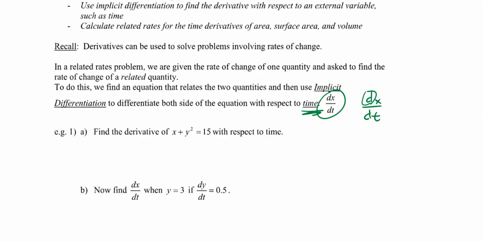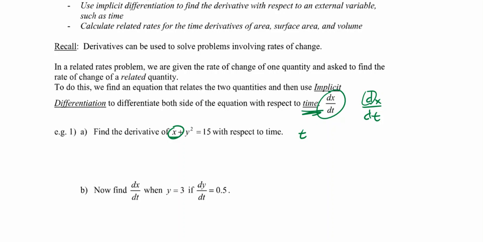So in this example, it says find the derivative of x plus 2y equals 15 with respect to time. This is a little different than before because we were doing these implicit differentiation questions with respect to x. Now we're doing it with respect to t, so we're going to have to chain rule this for both x and y. Let's do the first one.